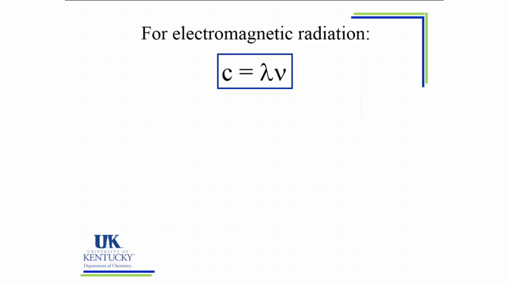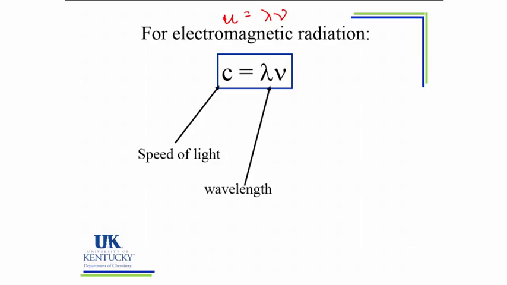Okay, so now if we go from the speed, which was u earlier, equals lambda times nu for any wave, when you're getting to talk about electromagnetic radiation, the speed is always abbreviated c. So that would be the speed of light. The speed of light is there. Of course, we've got our wavelength and we've got our frequency, lambda nu.